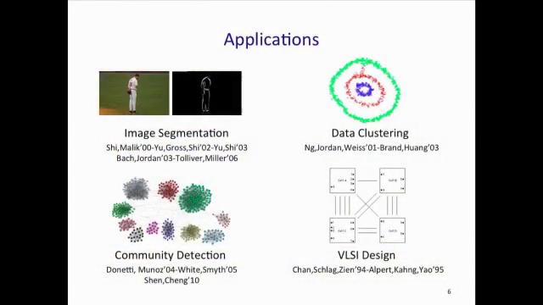Here are some applications. For example, I talked about applications in data clustering. You can also use them in image segmentation, community detection, VLSI design, and many other fields. For example, in image segmentation, you put a vertex in a graph for each of the pixels in the image. Then the weight of the edge between a pair of vertices is a function of the distance of the pixels and how close their colors or their intensity are. Then you partition this graph and you get a segmentation of the image.